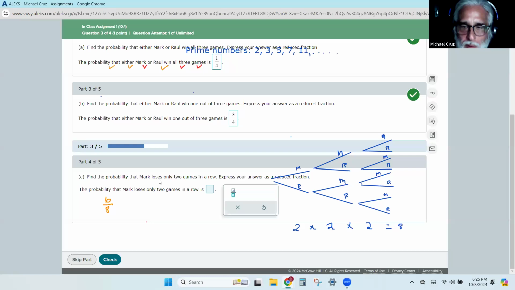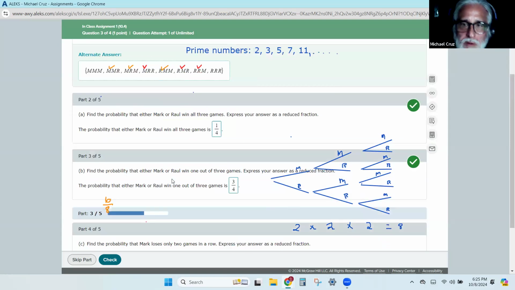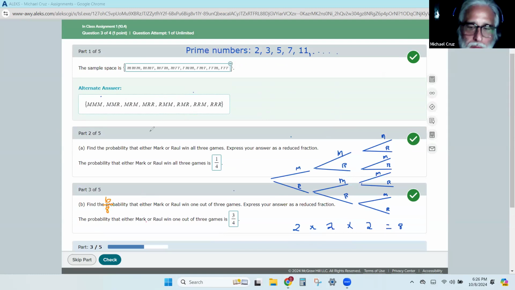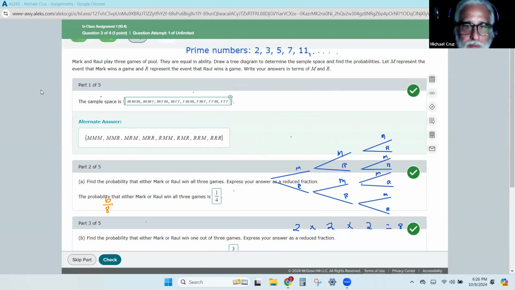All right. So find the probability that Mark loses only 2 games in a row. Only 2 games in a row. All right. So let's go up here. Loses 2 games in a row, and it's Mark. So here he wins 2 games in a row. That's not what we need. Here, however, is where Mark loses 2 games in a row because he wins the first one and then he loses the second one and he loses the third one.